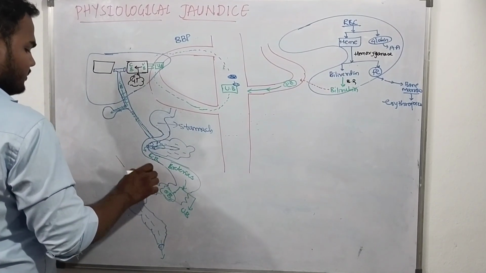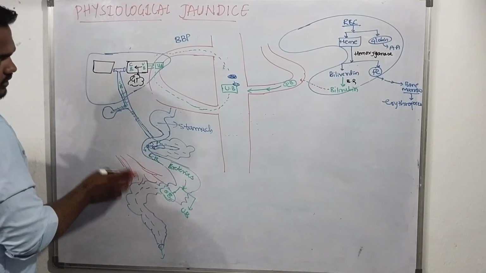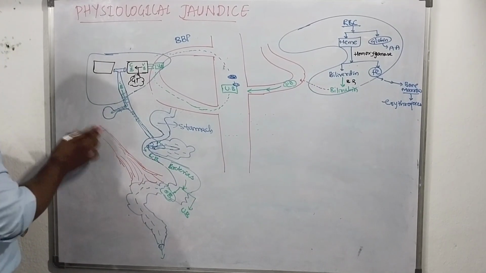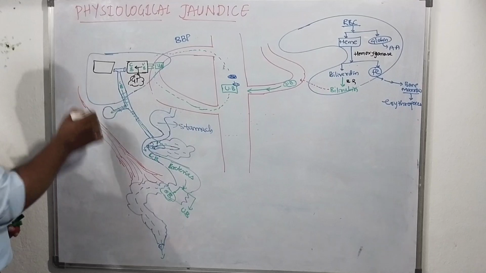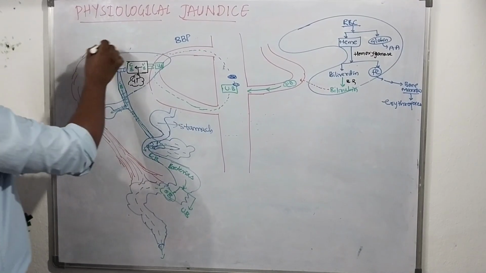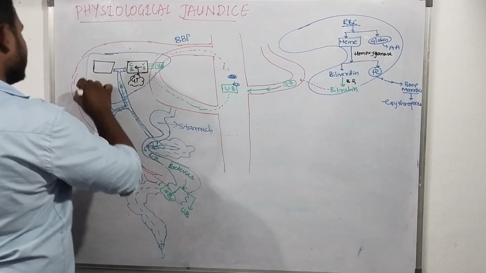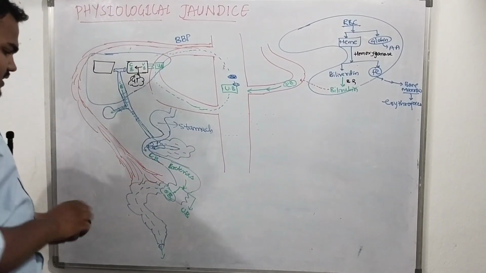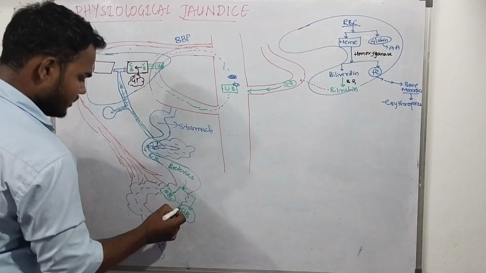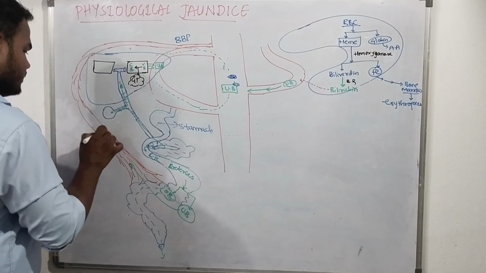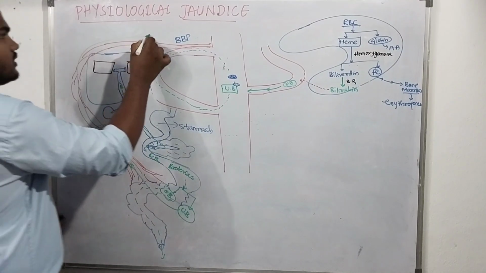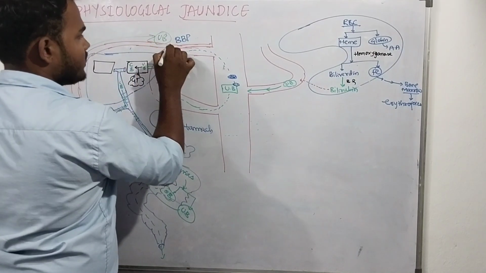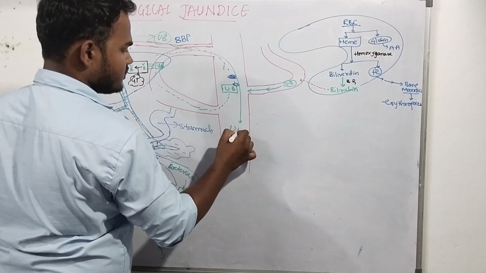portal vein. Okay, these are the portal veins. Where are they originated from? They originate from the intestine. From the intestine, these are the portal veins. These portal veins come to the liver and lead directly into the central circulation. Okay, central circulation. From the central circulation, now this urobilinogen comes here. This urobilinogen comes into the central circulation.